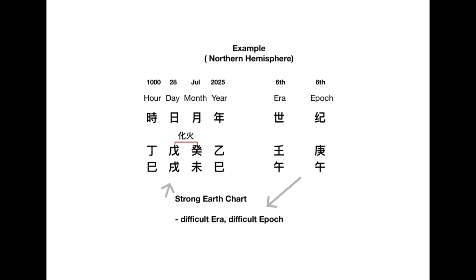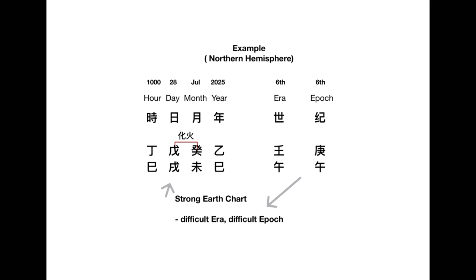Finally, we can also use the era and the epoch as modifiers to understand a BaZi chart. Now, the chart itself would be calculated using the 8 characters, and its chart strength would be determined using this model. In this case, July 28th, 2025, 10 a.m. would be a strong Earth chart. But then we could actually look at the era and the epoch and see whether or not those would be easy or difficult eras or epochs for this particular individual.